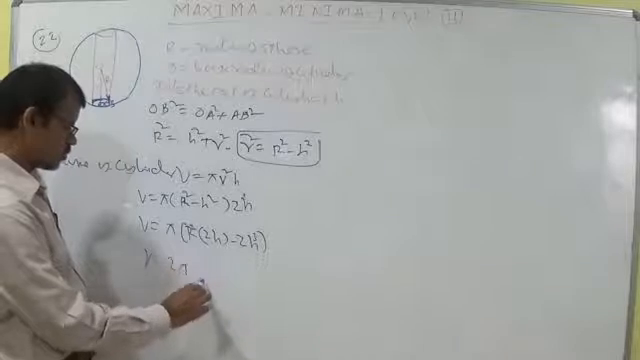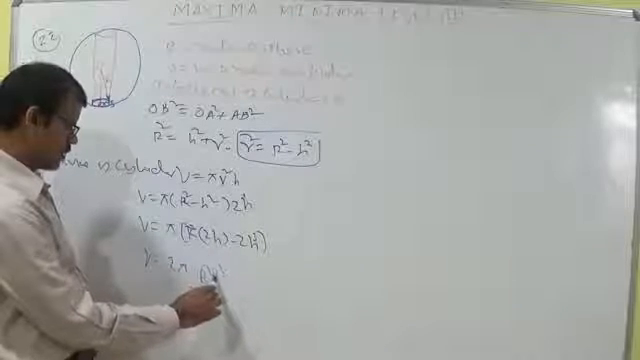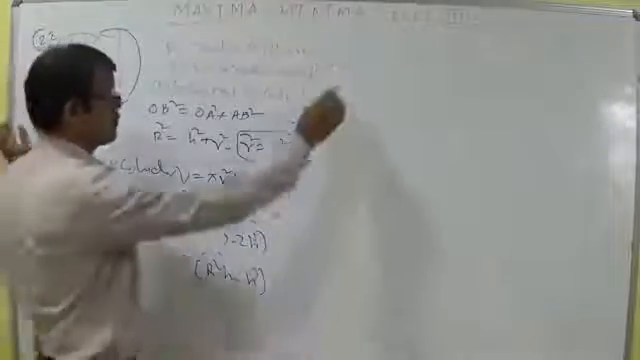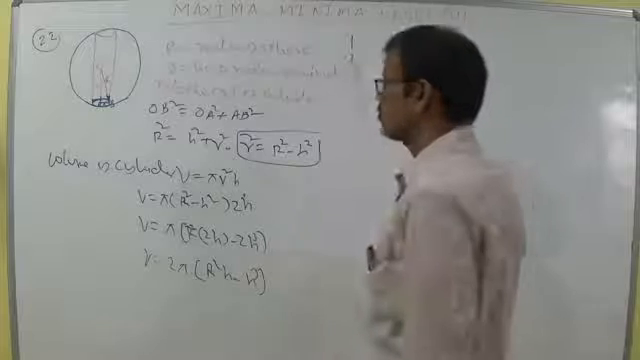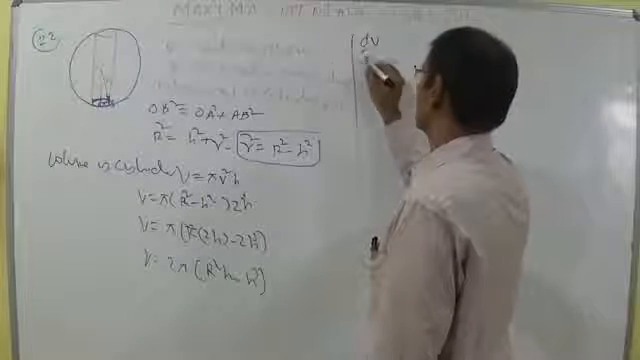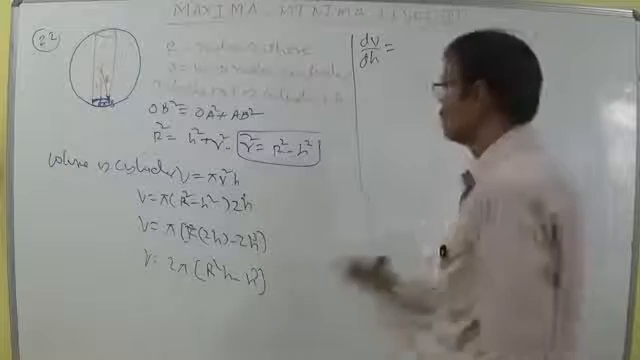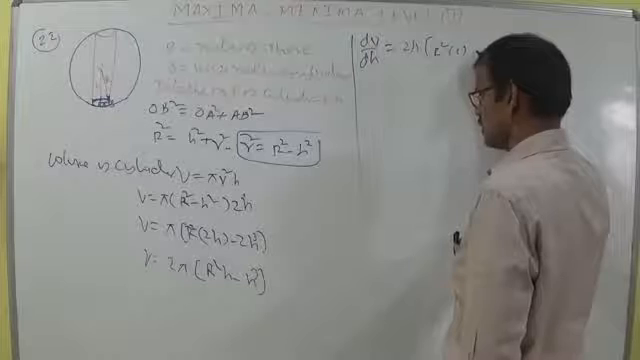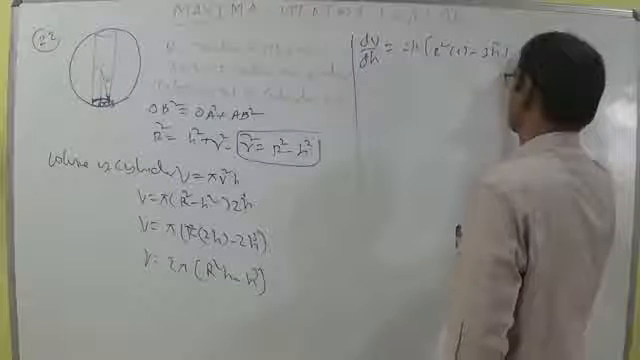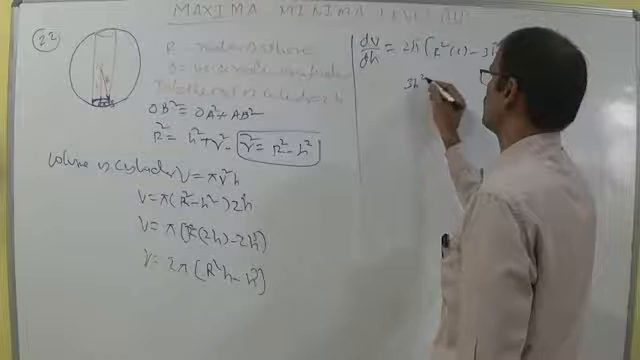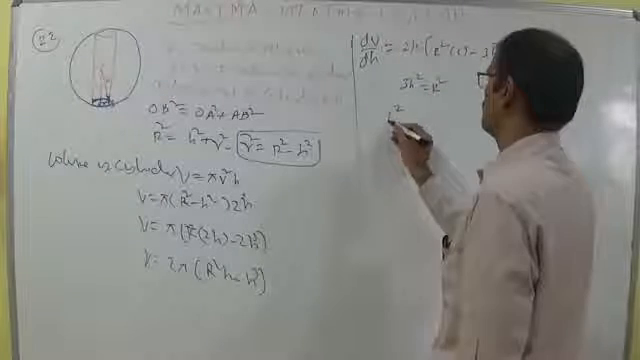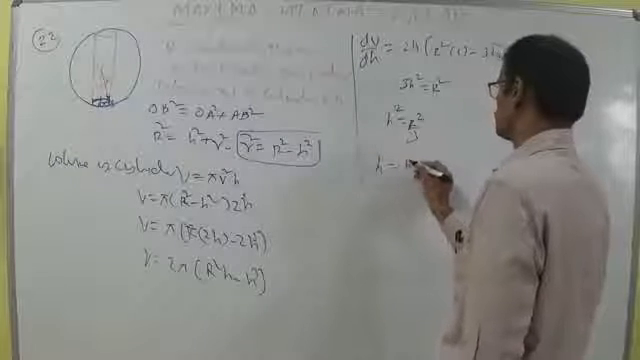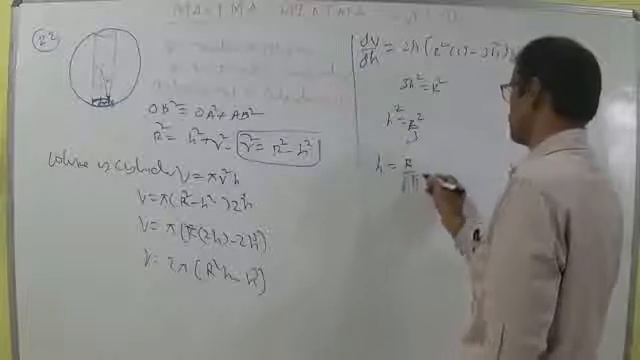V is equal to 2 pi, you can take common. Here you can write R square h minus h cube. To calculate whether the volume is min or max, you can write now dV by dh equal to 2 pi into R square into 1 minus 3h square equal to 0. So 3h square is equal to R square, h square is equal to R square by 3 and h is equal to R by root 3.